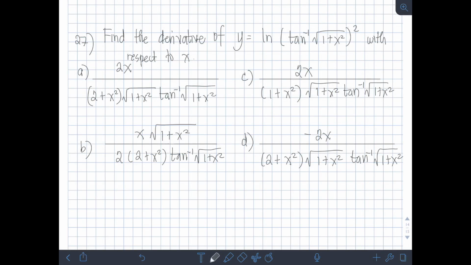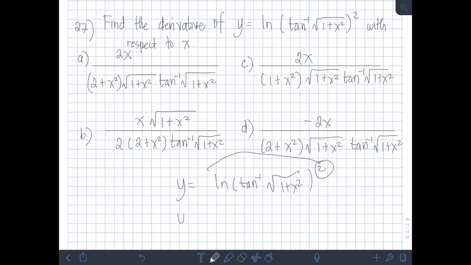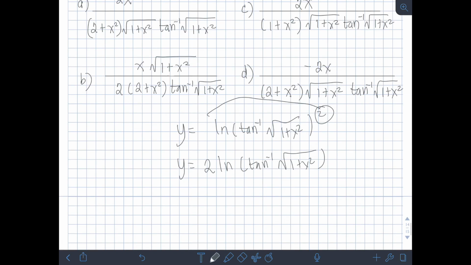Next, we have find the derivative of y equals ln of arctan of square root of 1 plus x squared quantity squared with respect to x. Okay, so derivative lang. So, yung given natin ay y is equal to ln of arctan of square root of 1 plus x squared quantity raised to 2. So, pwede muna natin i-apply dito yung property ng logarithm na kapag may exponent, yung kanyang power ay pwede nating igilid. So, magiging constant na lang yung 2. So, magiging 2 ln of arctan of square root of 1 plus x squared. And then, tsaka tayo mag-derivative.